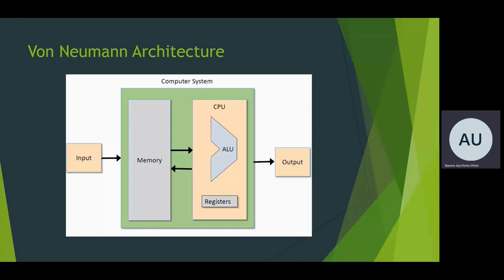So the ALU can function in different ways. Functions of the ALU can be of different types. Arithmetic functions, which are addition, subtraction, multiplication, division, etc. Logical functions can be AND, OR, XOR, etc.